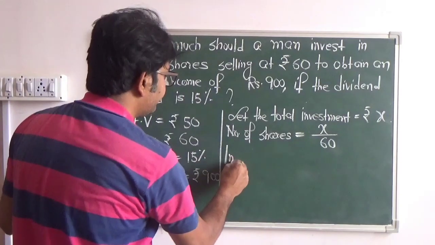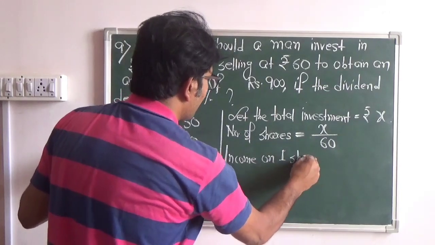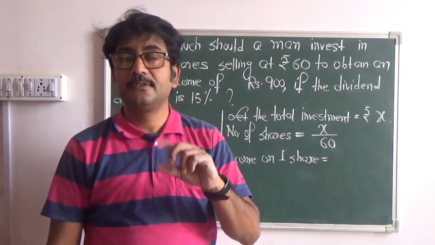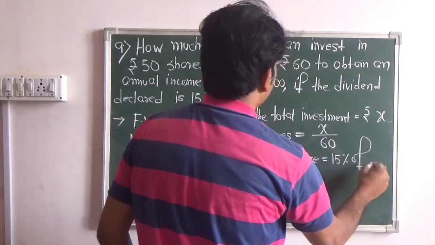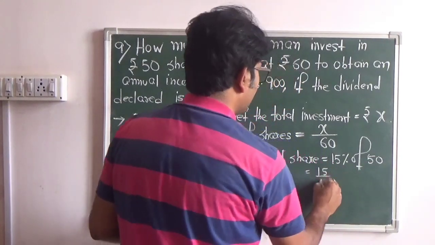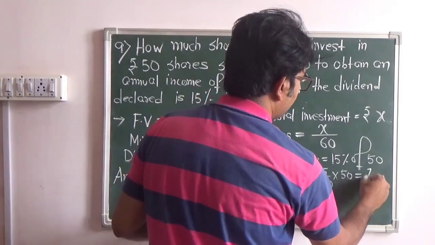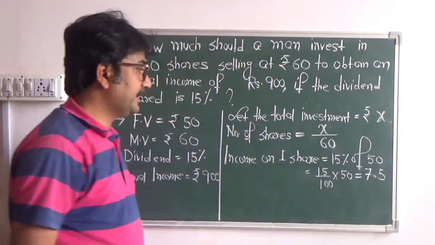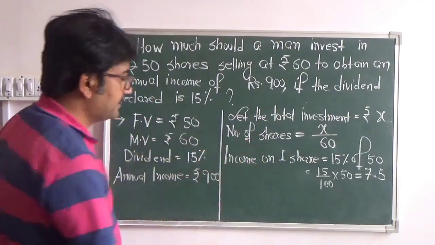So what is the income on 1 share? Income on 1 share is 15% of face value. So 15% of rupees 50. That is 15 by 100 into 50. So income on 1 share is rupees 7.5.